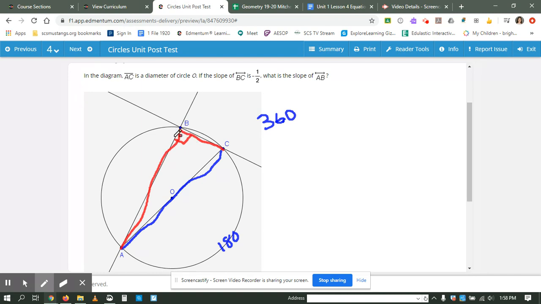And if this is 90 degrees, and we know that BC is negative 1/2, and this is perpendicular, or 90 degrees, then what is the number going to be for the slope of AB compared to BC? And that should get you through that one.